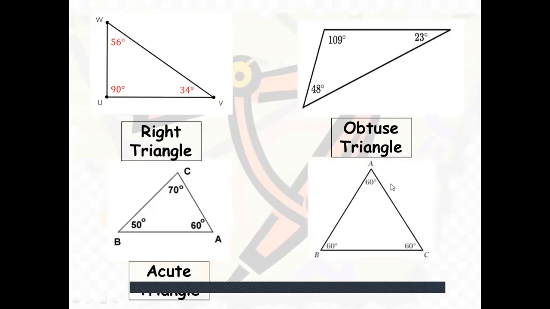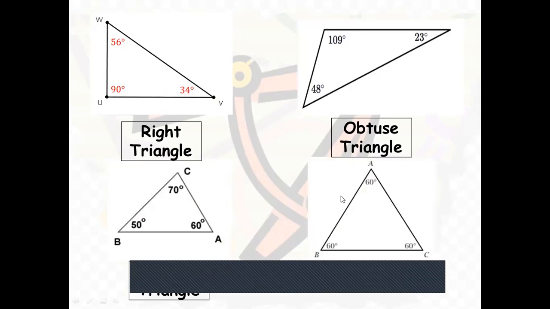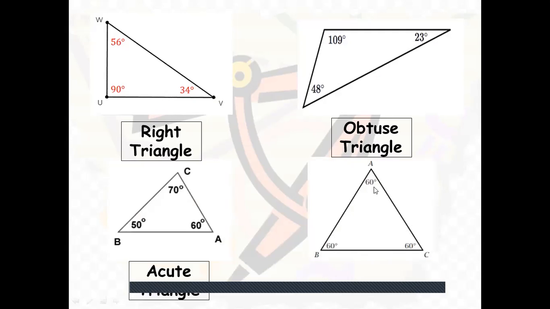Then the last one we have here is the equiangular triangle, which says all the angles are equal, which means respectively they should have 60, 60, 60, because all of them should add up to 180. You can check each of these angle measures add up to 180, not more, not less. So this is an equiangular triangle.